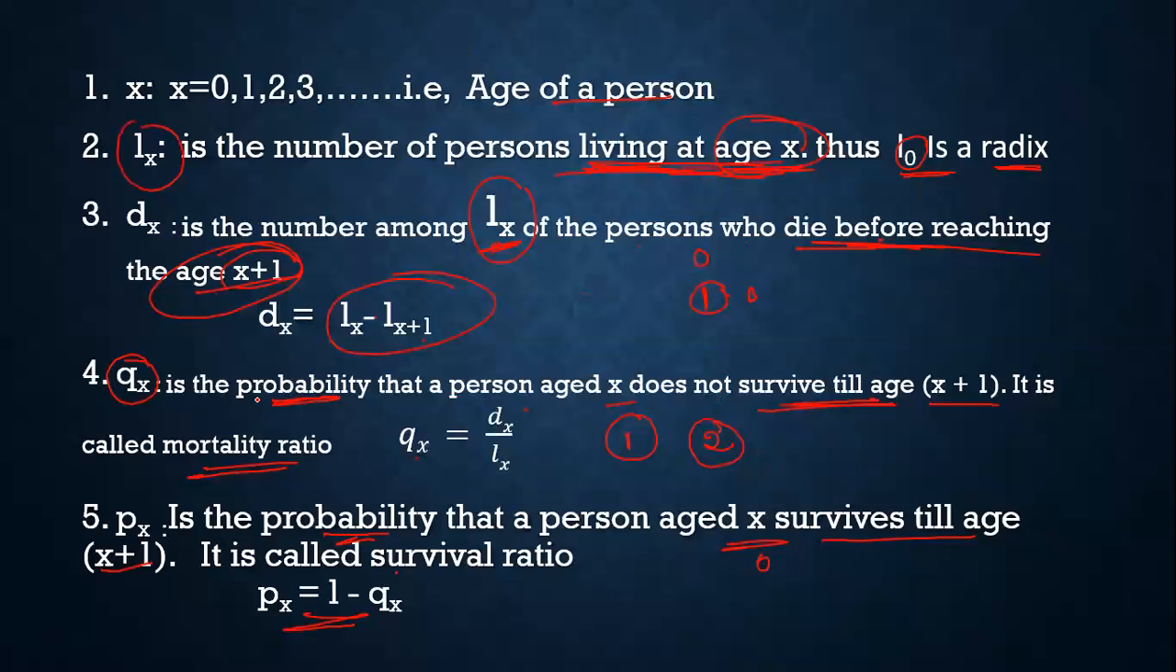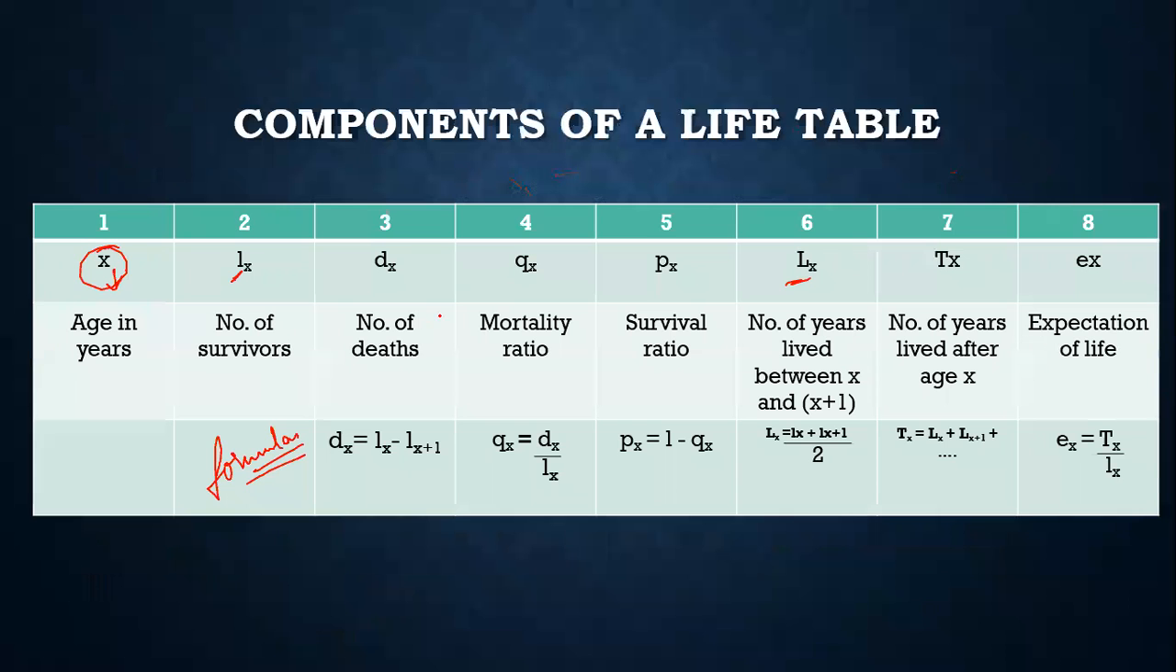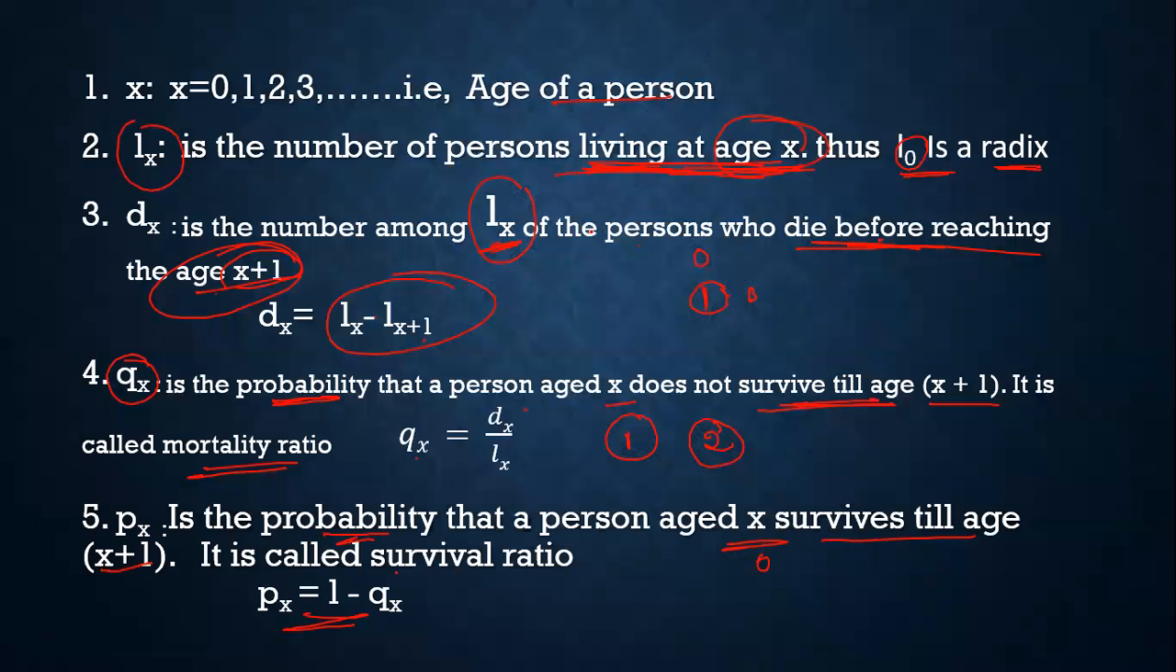So these are the various components of life table. You should know each one. When they ask you Qx, what does it mean? It is nothing but the mortality ratio. If they ask you to find Px, what does it mean? It is nothing but the survival ratio. So you should know which factor is what, which component is what. They may ask you this table along with the explanation for 5 marks.